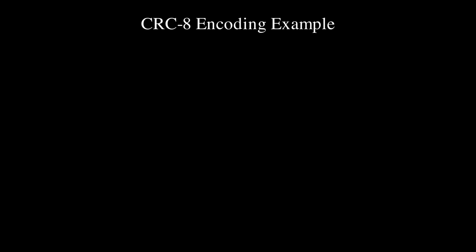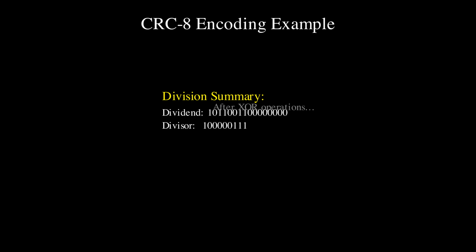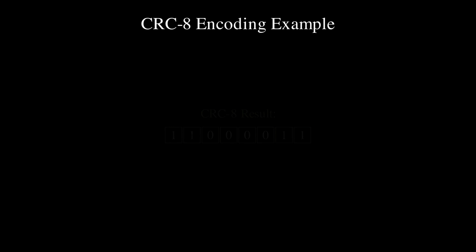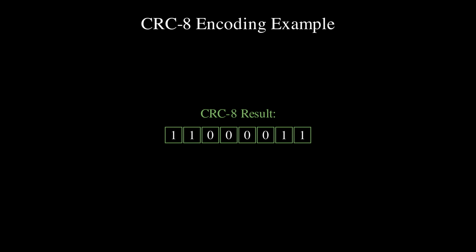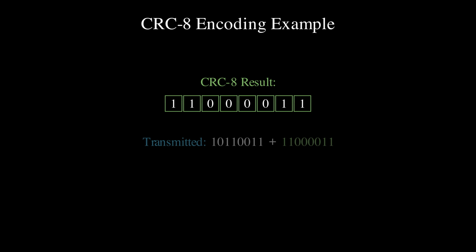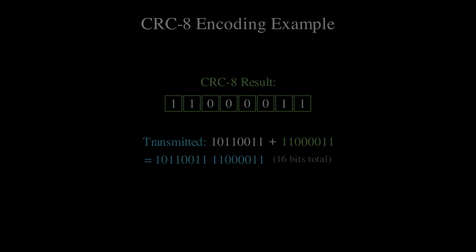Now we perform the polynomial division. I'll show you the key steps. After completing all the XOR operations, the final remainder is the CRC-8 checksum. The CRC-8 checksum for our message is 11000011. The complete transmitted message is the original data followed by the CRC checksum. Now let's see how the receiver detects errors using this CRC.